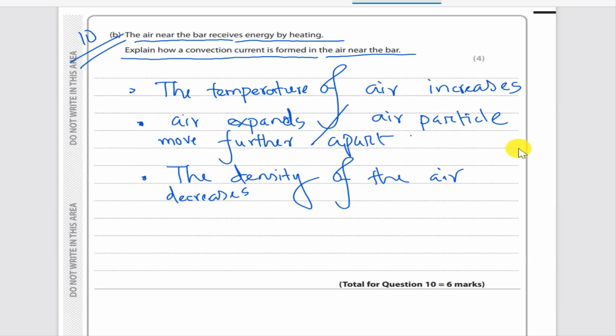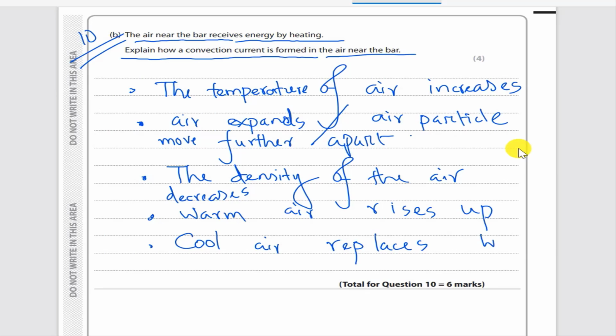Warm air rises up. Cool air replaces warm air. The process repeats.